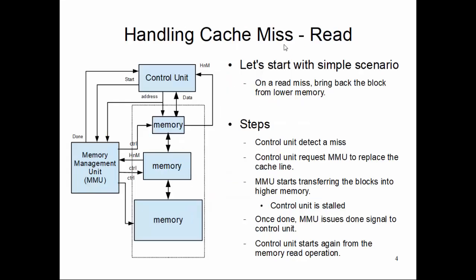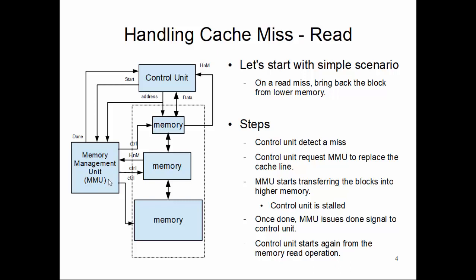Now handling cache miss for a read operation. So let's start with a simple scenario where a read miss brings back the block from the lower level memory. As I explained, the control unit detects a miss. The control unit requests the MMU to replace the cache line. The MMU starts transferring blocks into the higher memory.